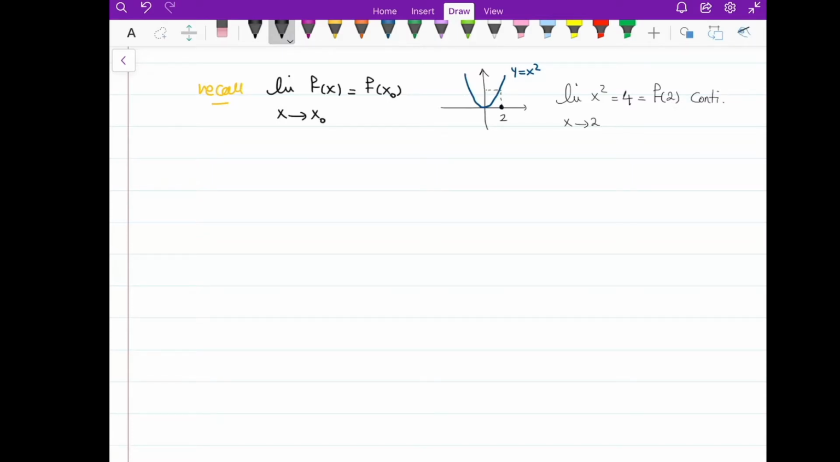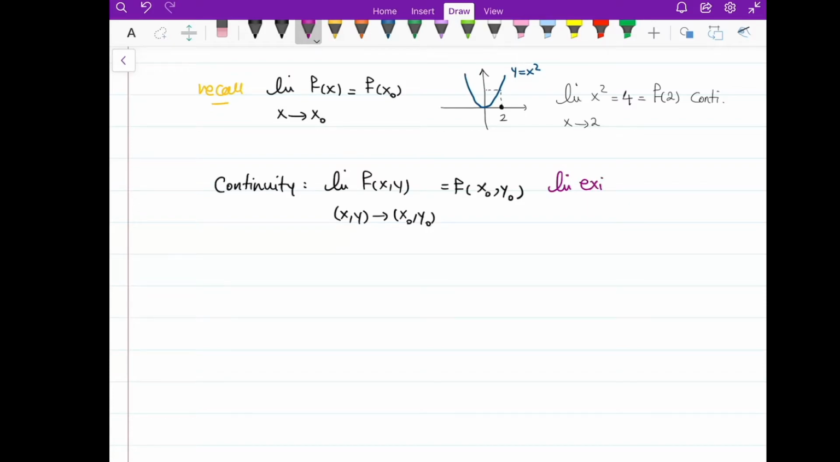This is the same case for defining continuity in a function of two variables. So continuity: we say that the limit of f of x and y as x and y go to x naught and y naught is equal to f of x naught and y naught. So we should check that the limit exists and equals the value of the function at the point. It's important.